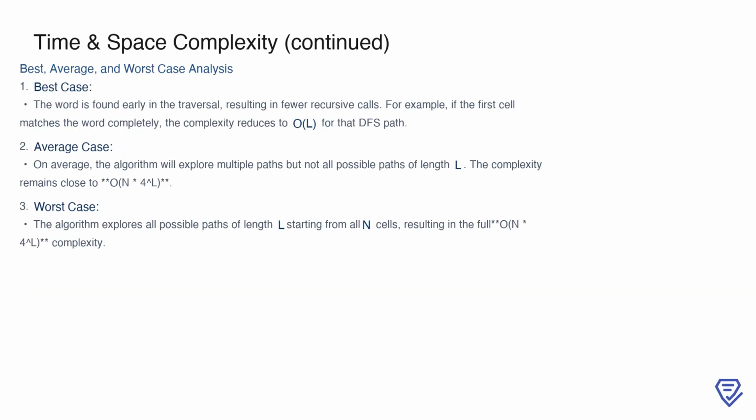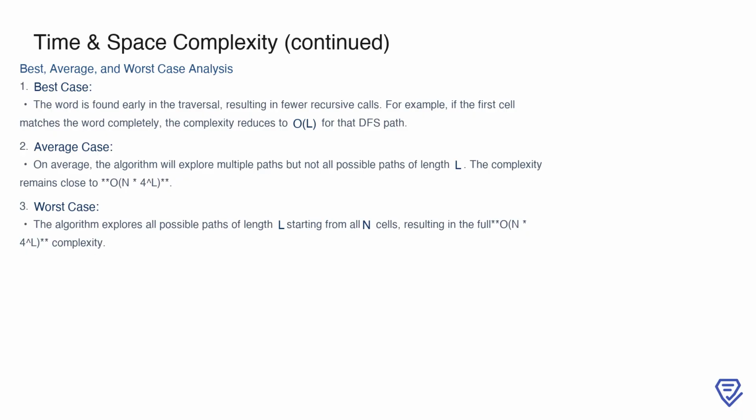When analyzing the best, average, and worst cases, we see different behaviors depending on how quickly the word is found. In the best case, the word is found early, which minimizes the number of recursive calls. For example, if the first cell fully matches the word, the DFS will execute only O(L) steps along that path. In the average case, the algorithm will need to explore several paths across the board, but it doesn't exhaustively check every possible path of length L. As a result, the complexity stays closer to O(n*4^L) on average.